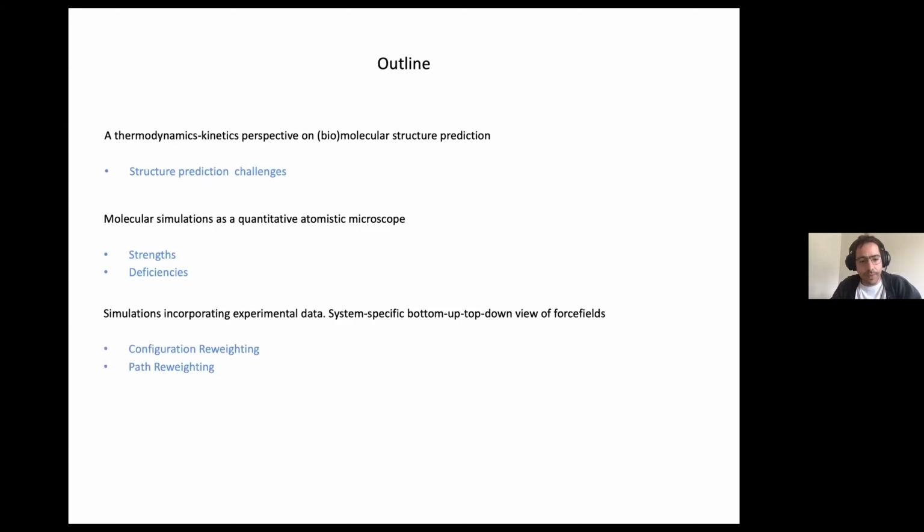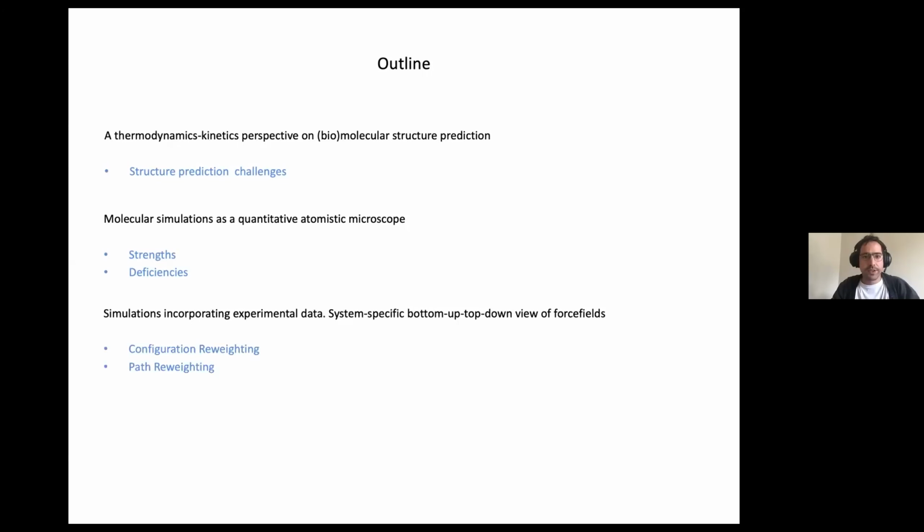So I'm going to talk a bit about configuration reweighting. This is one way to introduce experimental data into molecular simulations and then get posterior ensembles, but also talk about the very essential part of this study, which was path reweighting.